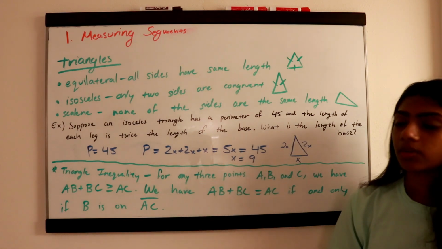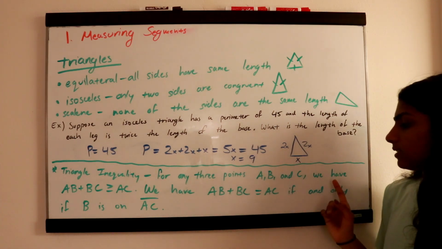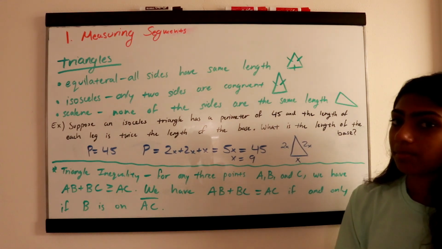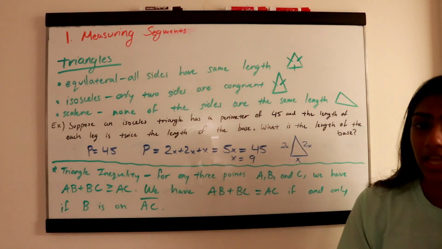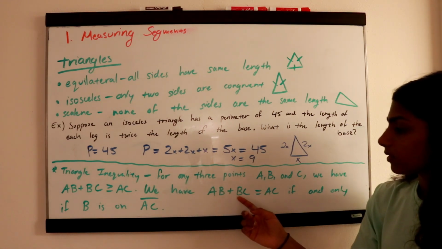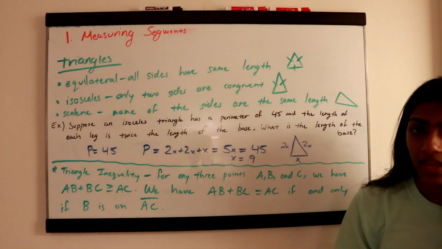So a really important principle is the triangle inequality. For any 3 points A, B, and C, we have AB plus BC is greater than or equal to AC. We have AB plus BC equals AC if and only if B is on AC.